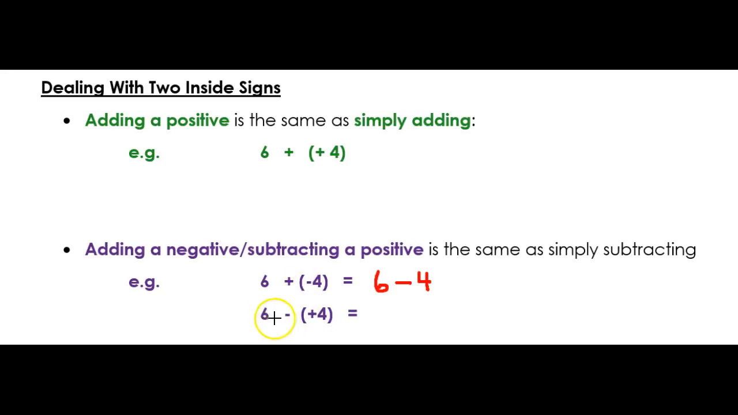I'm saying 6, I'm going to take away +4. Well, remember what I said in the last little bit? Any number that has a positive in front of it is just a regular old plain number. So rewriting that as 6 minus, and I'm just going to omit this positive here, 4. And of course, we know that the answer to both of those questions is 2, right?